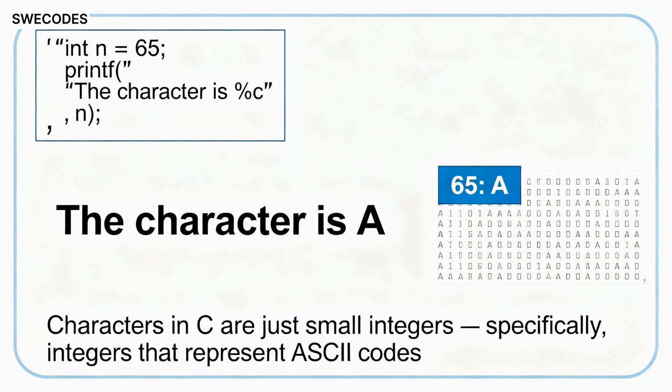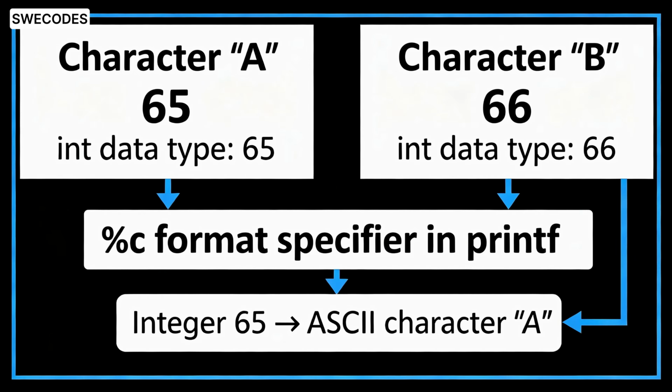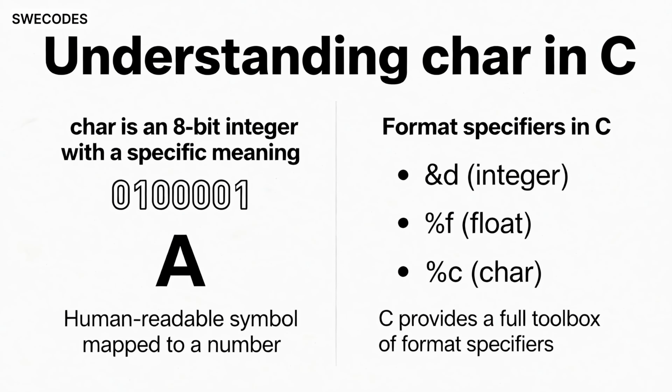Because in C, a char is not truly distinct from an integer at the hardware level. Characters in C are just small integers, specifically integers that represent ASCII codes. So A is really the number 65, B is 66, and so on. When you print with %c, C simply takes the integer value and interprets it as an ASCII character. That's why an int with value 65 and a char with value A behave identically here. Key takeaway: char is just an 8-bit integer with a specific meaning attached, a human-readable symbol mapped to a number.